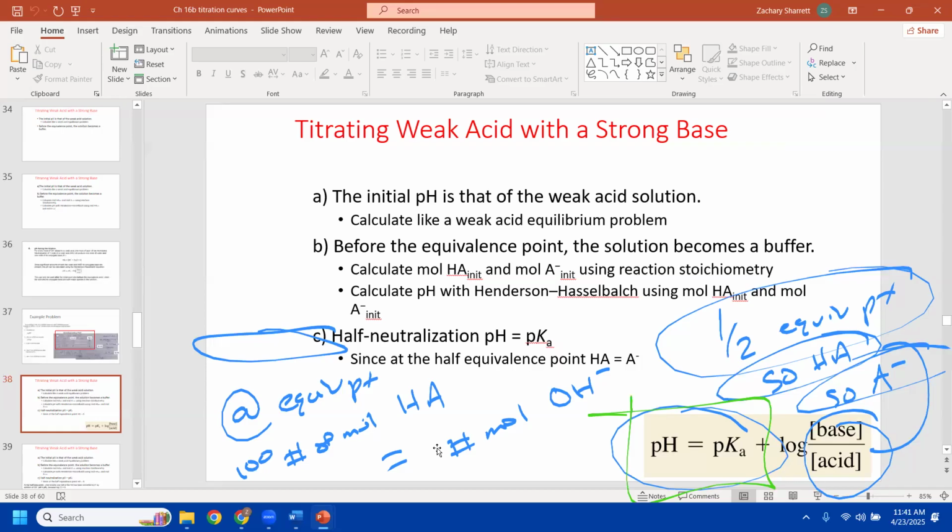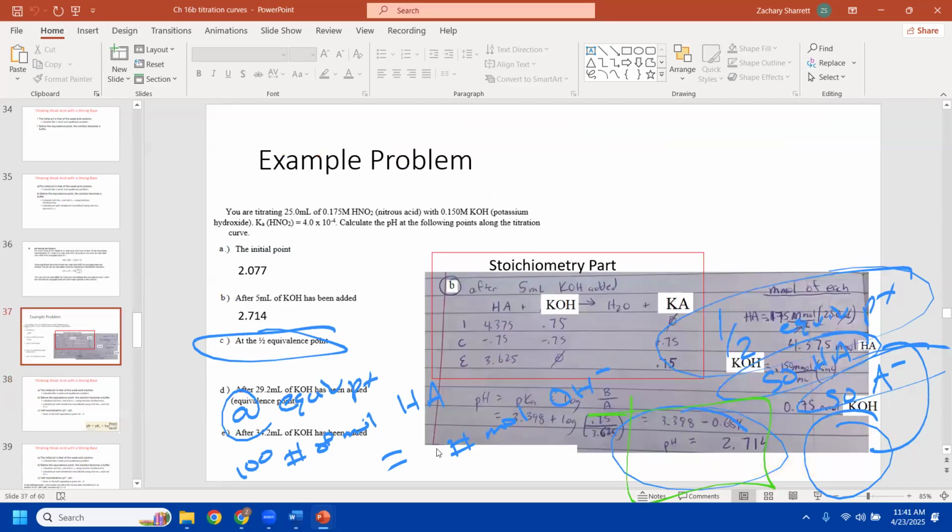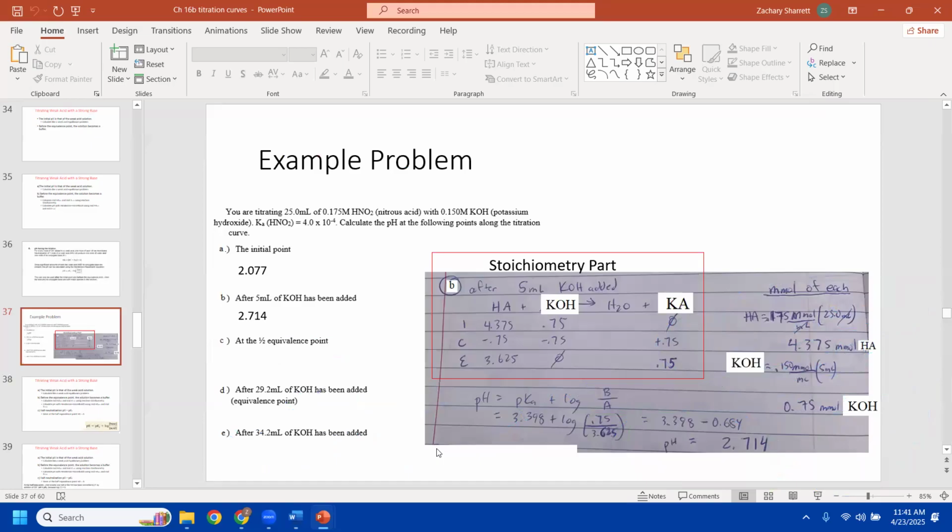So instead, you could go through and do all of the work with ICE tables or Henderson-Hasselbalch and stoichiometry. But if there's a question that asks, like in this problem over here, if this was the take-home exam, at the half equivalence point, all you have to do is say, okay, I know pH equals pKa here. Find the Ka, take the negative log of it. That's going to be the pH of the solution. Does that make sense?